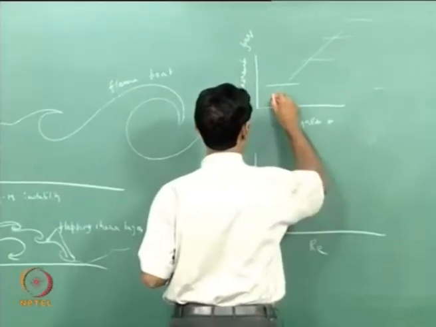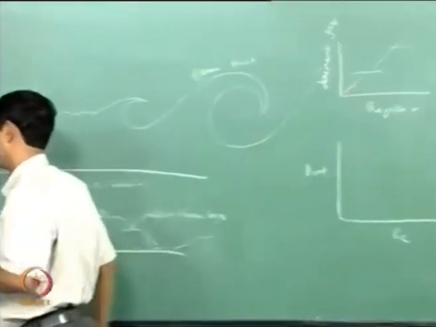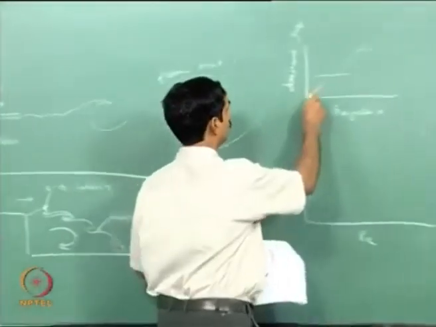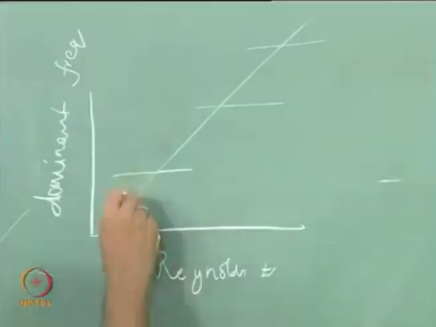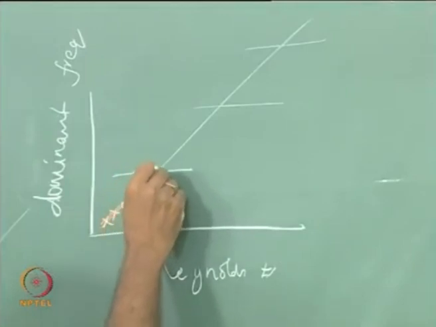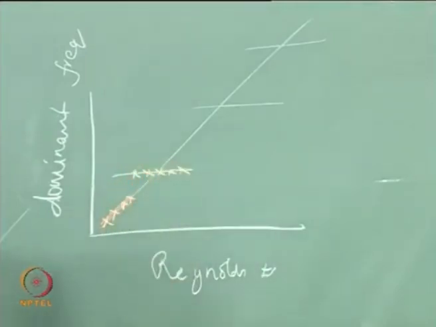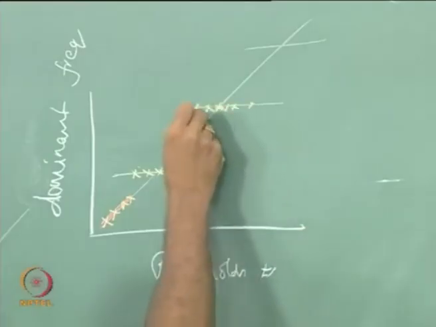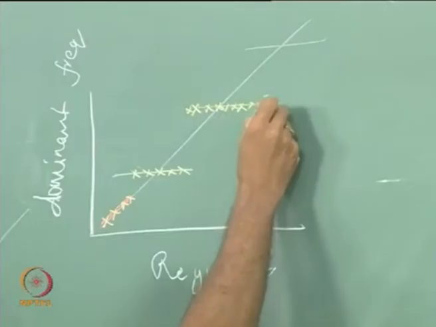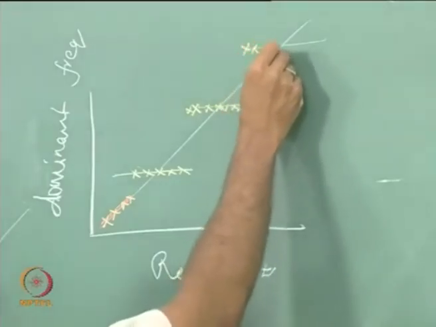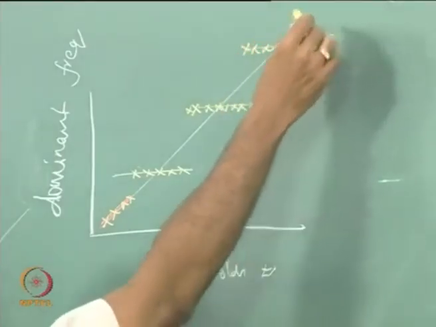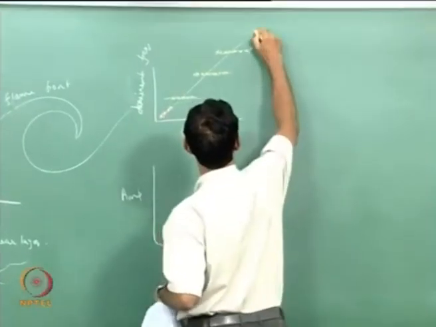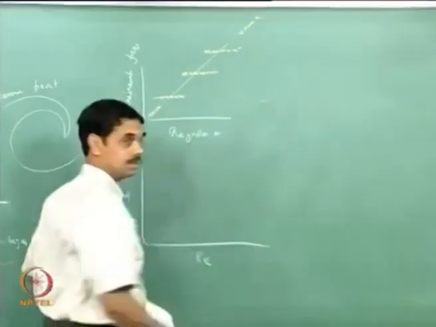you will have initially the frequency coming up like this, and then abruptly it locks to here, and then it jumps to the next branch. Of course there will be some hysteresis, and then you go here, and eventually it cannot lock on anymore, so after some time it will continue to go this way.